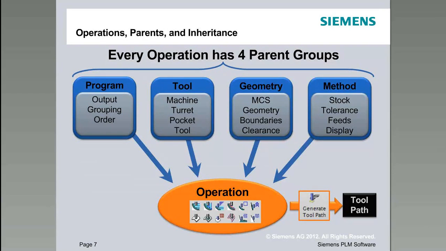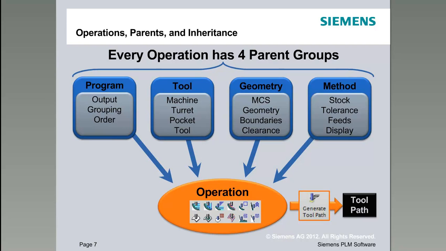Another way to take a look at these groups in the operation: we need to remember that in NX, every operation really has four parent groups. You'll hear this called parents. You'll see the location, and these are represented by the four different views in the operation navigator. So every operation has to have a program, a tool, a geometry group, and a method.